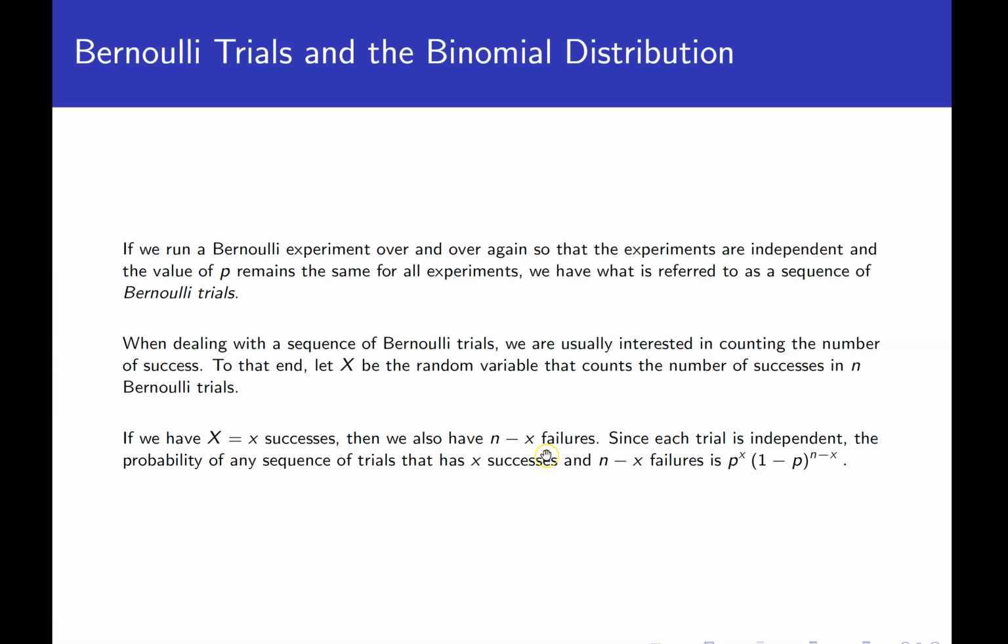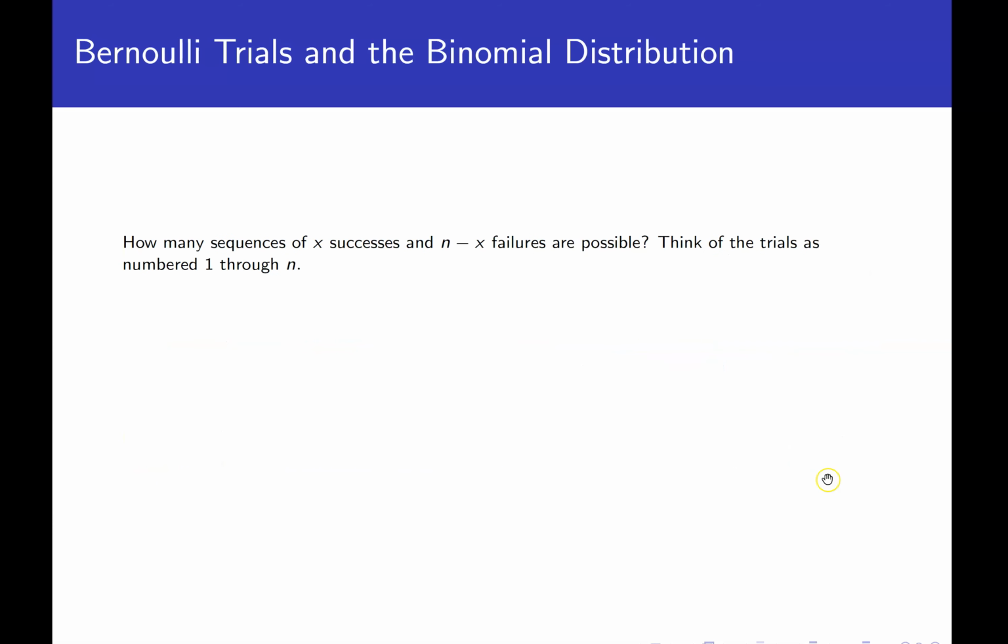But remember, we also have n minus x failures. The probability of failure is 1 minus p. We have n minus x of those, so I have 1 minus p to the n minus x. And since we need x successes and n minus x failures, the independence says multiply those two things together. So this is for any sequence of trials that has x successes and n minus x failures. This will give me the probability.